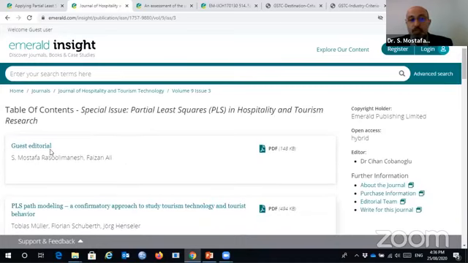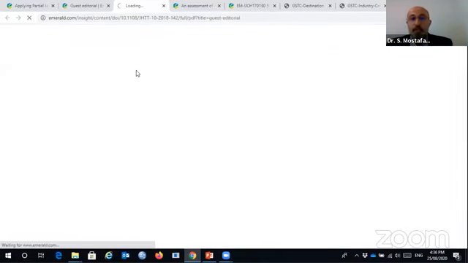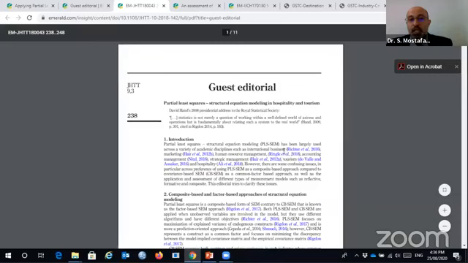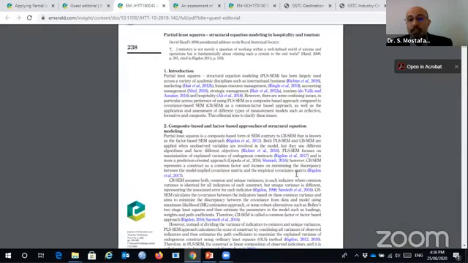Also in this special issue, we have published a guest editorial, and in this guest editorial, in simple language, we tried to discuss some basic topics and components of PLS-SEM and assessment of the measurement model and structural model. In my presentation, I will refer to this guest editorial.